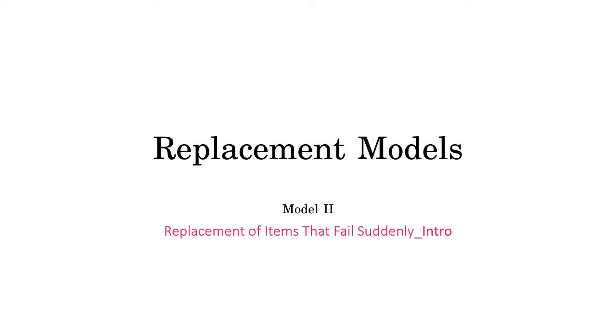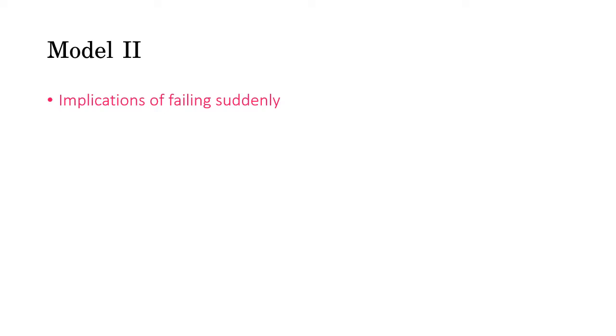So in this video, we'll start with the second model and probably the last model in this unit, which is replacement of items that fail suddenly. In this video, I will give a brief introduction to this model, and I have recorded another video that covers the example based on this model. Let us first understand what the implications of failing suddenly are.